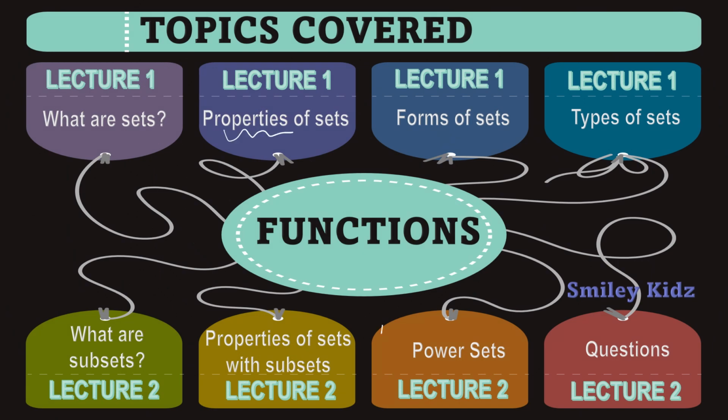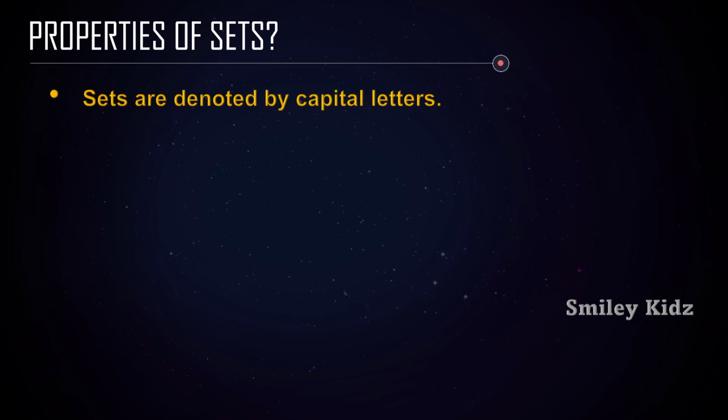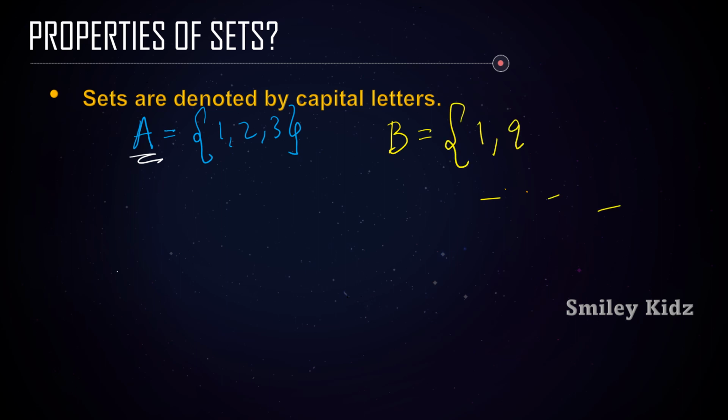Now let us move on to the properties of sets. Firstly, we have sets are denoted by capitals. That is, if I have a set A which is having 1, 2, 3, let's say. Here, the A that is there is denoted always in capital letters. Alright. Now you're not going to write b is equal to here. This is a small b. That is not going to happen. You're going to put the capital letter B is equal to 1, q, p. Anything like that. Alright.